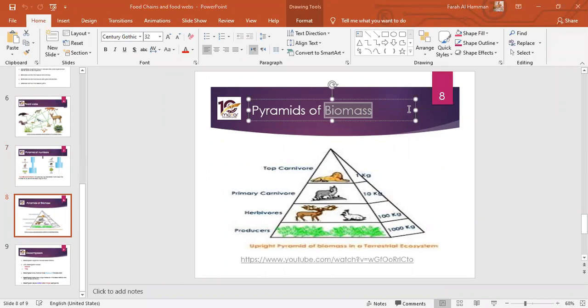First of all, in order for you to understand why and how we construct pyramids of biomass, you must be able to define biomass. We define biomass as the total weight of organisms, regardless of what kind of organism we are talking about, in a given area. Again, biomass is defined as the total weight of organisms in a given area.